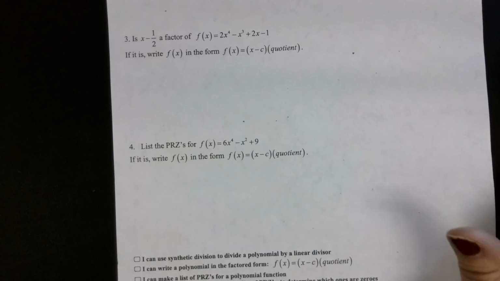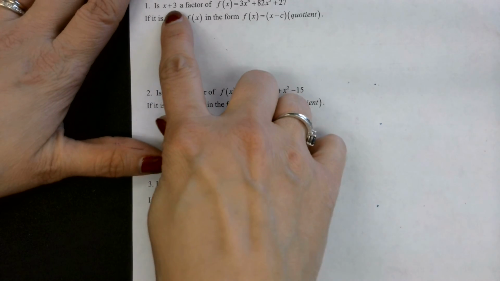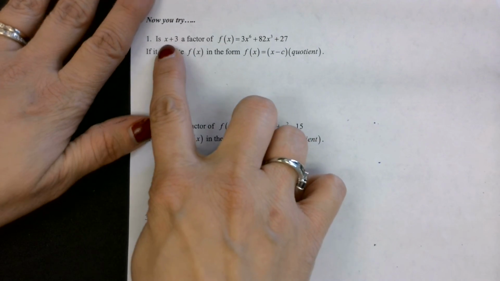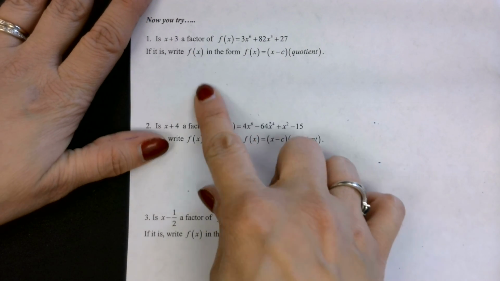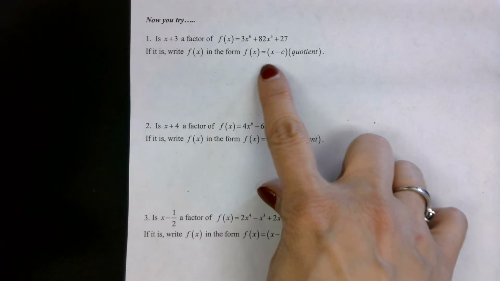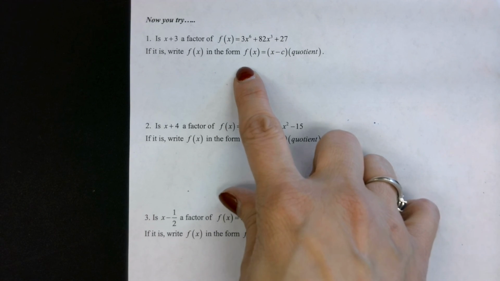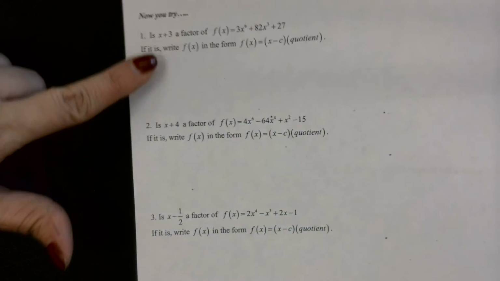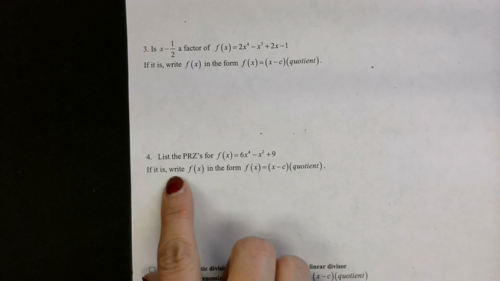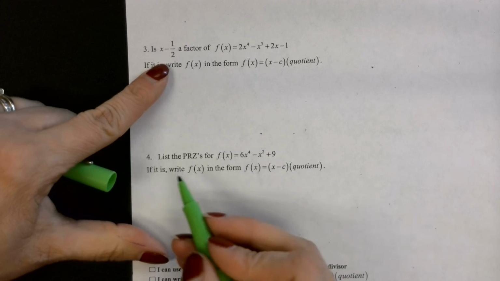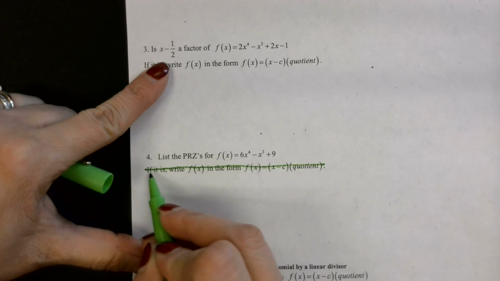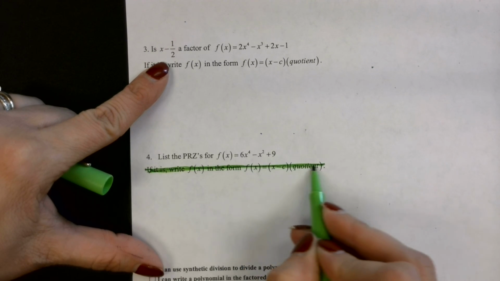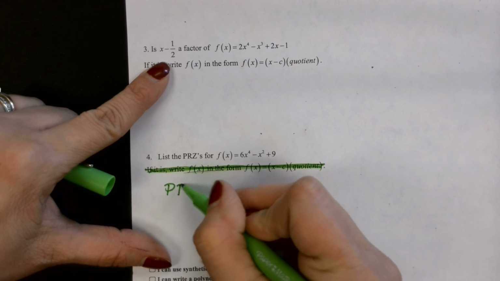It's time for you to try a little bit now. I want you to see if this is a factor. The way that you see if something's a factor is with synthetic division, and if it is, then you write it in factored form. That's kind of what we did on the first couple pages. You test, and then you write it in factored form. So I want you to try 1, 2, 3. And then for number 4, these directions, I just want you to list the PRZs like we did on that last page. We're not actually testing anything. You're just making a list of PRZs.